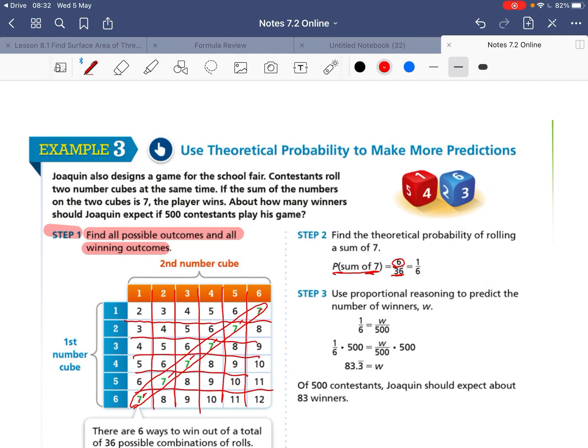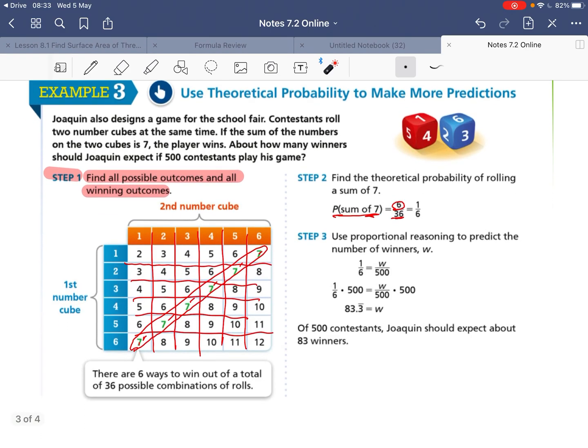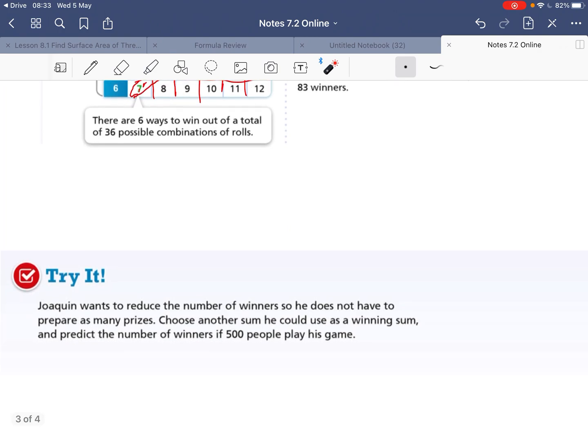So 1/6. Use proportional reasoning to predict the number of winners. So this is like the first example we did. So you'll take 1/6 equals W out of 500. It just so happens there are 500 contestants again. So it would be 83.3 winners, number of winners is what you would have out of 500. Okay? Go ahead and try this one on your own.